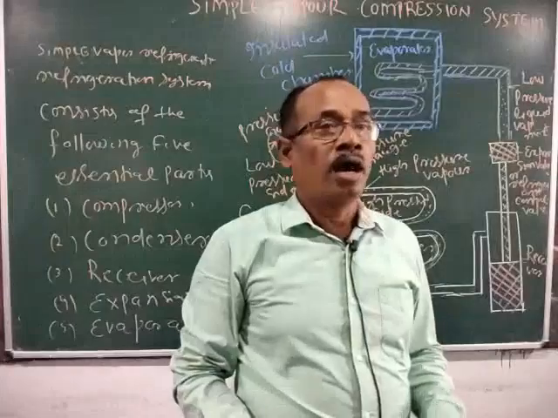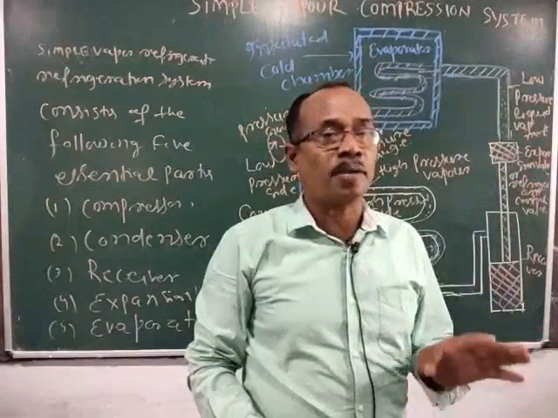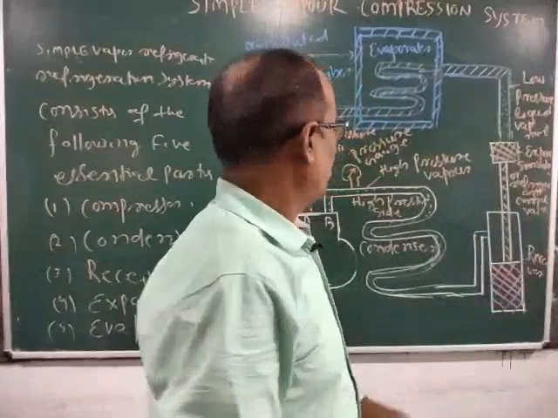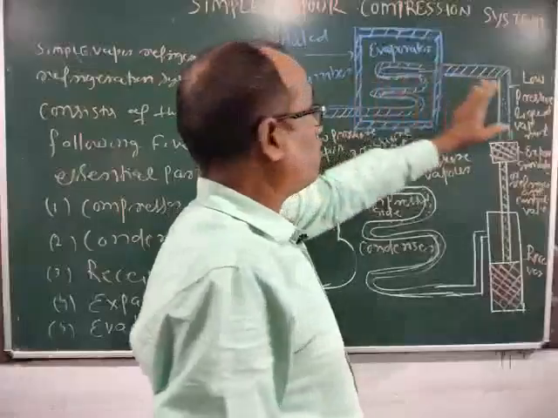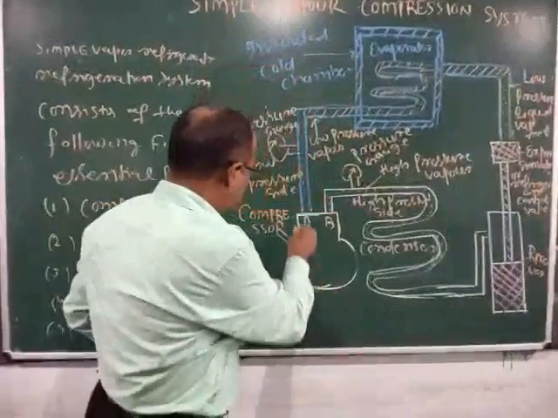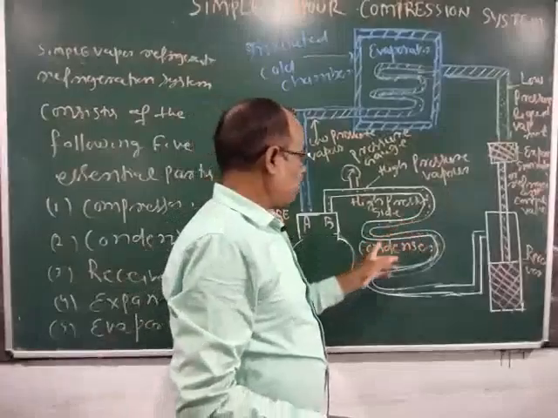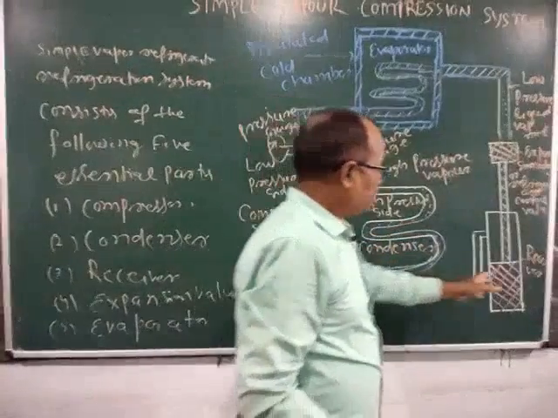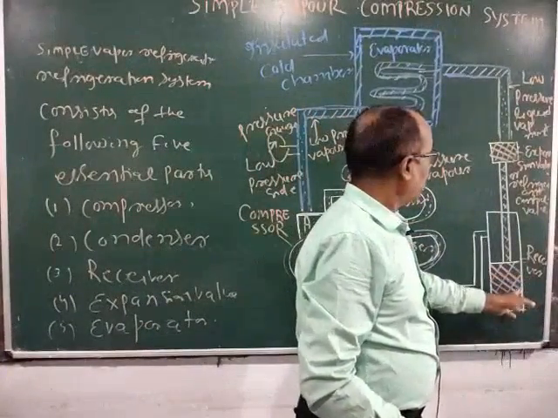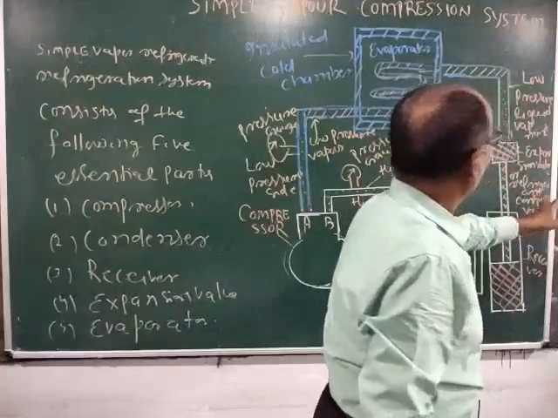Now, I will describe simple vapor compression system. This is the diagram of simple vapor compression system. This is the compressor. This is the condenser. This is the receiver. This is the expansion valve or refrigerant control valve.